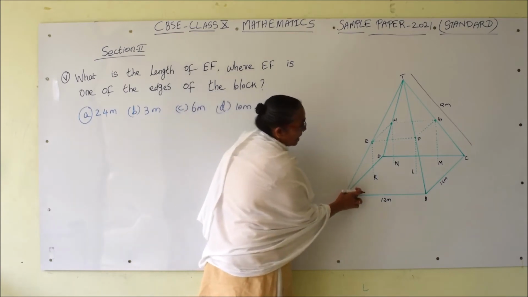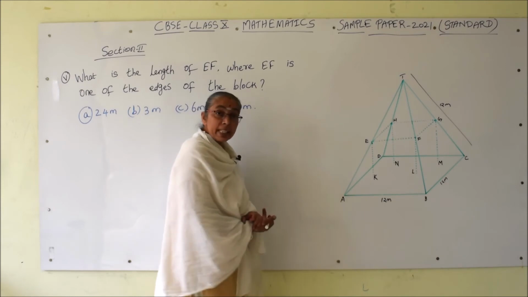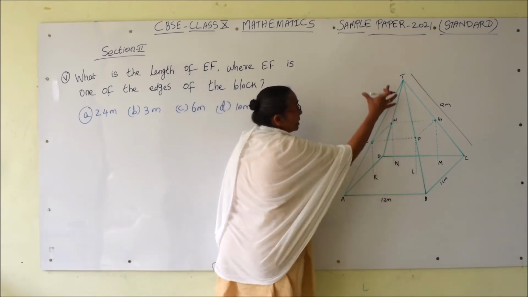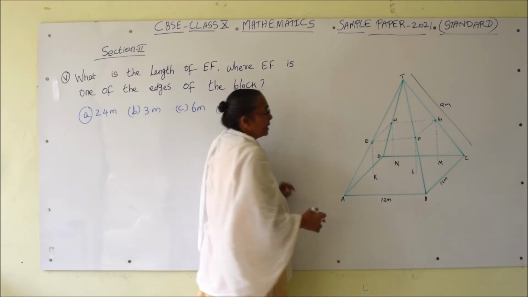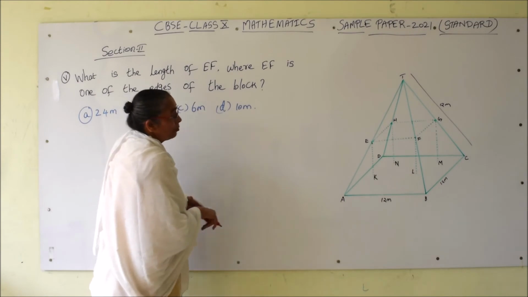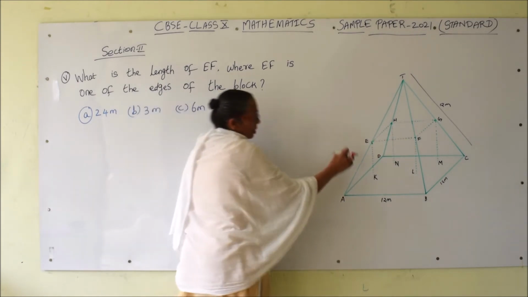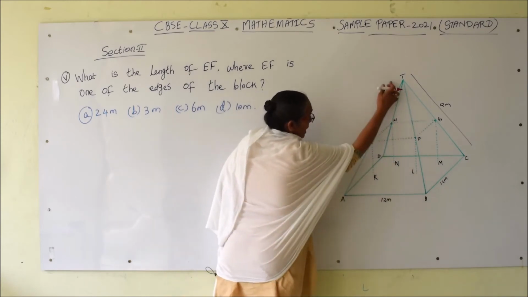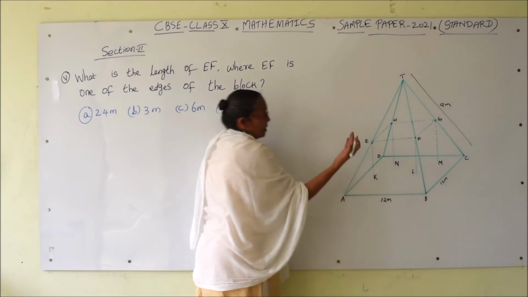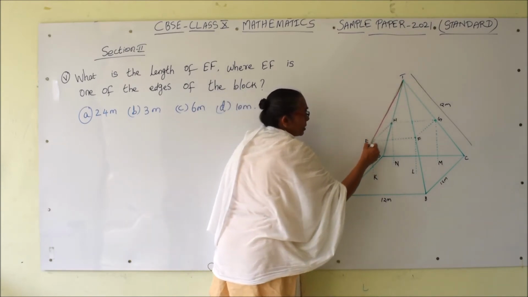So, this is the base. ABCD is the base, that is a square. On each of its edges, you have a triangle. So, that is why it is a rectangular prism. Now, each of these are midpoints. Look at the triangle ABT. So, this is the triangle which we are going to consider.